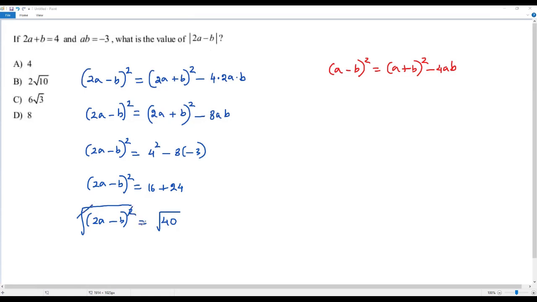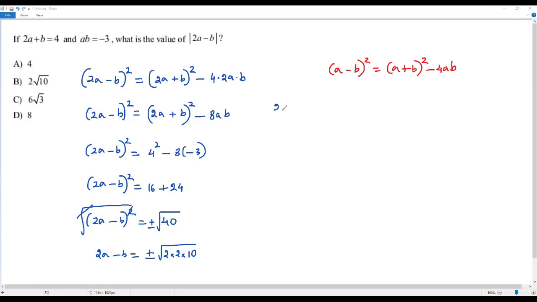Whenever we take the square root on both sides of an equation, for the square root which contains a number inside, we have to consider the positive or negative sign. Okay, now we get 2a negative b on the left side. On the right side, we get a positive or negative, and this square root of 40 can be written as the square root of 4 times 10. That is 2 times 2 is 4, 4 times 10 is 40.